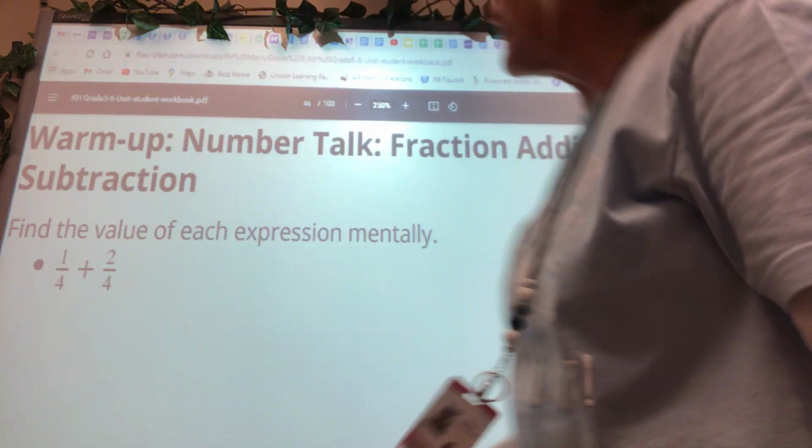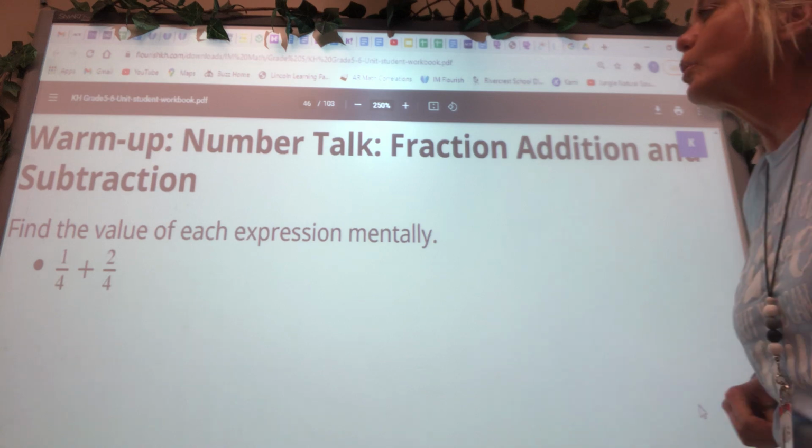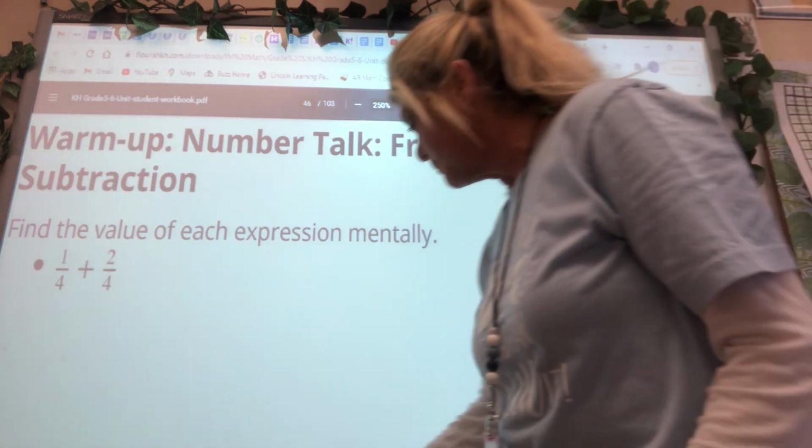You should be on page 184. We're still doing fractions. This time we're doing fraction addition and subtraction, but we're going to start with addition to warm up since we did that yesterday.